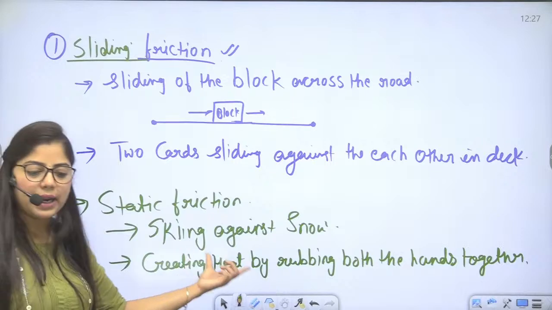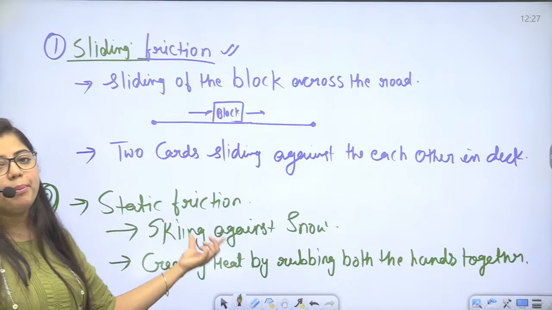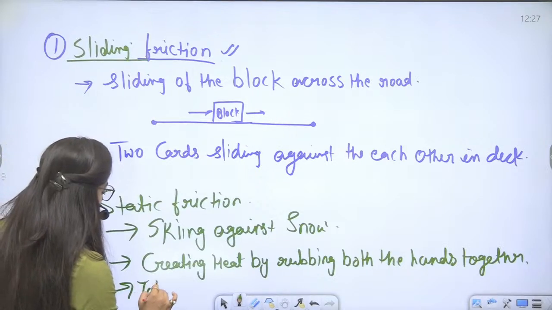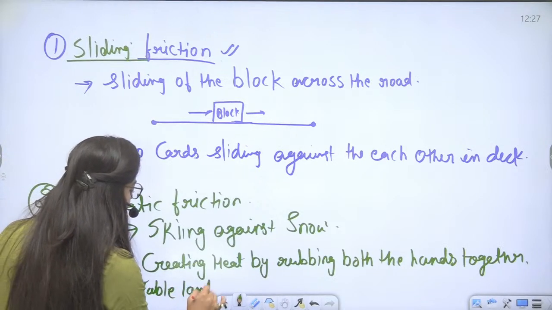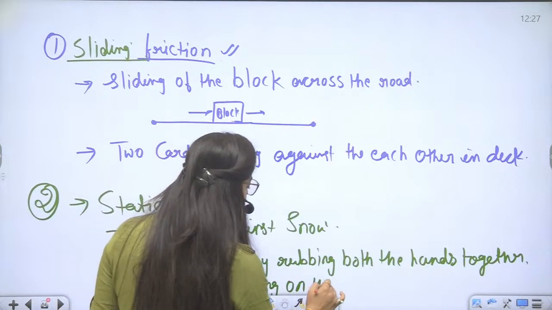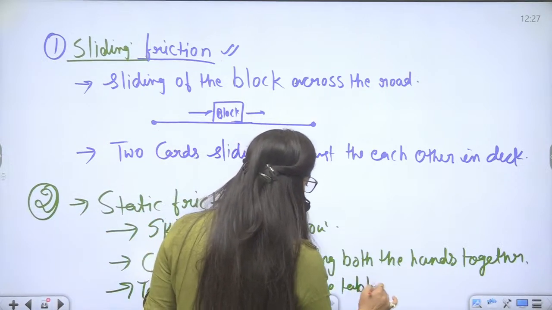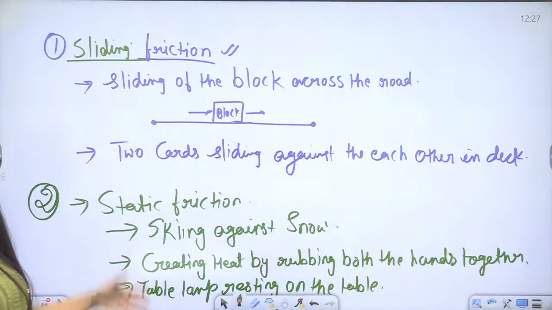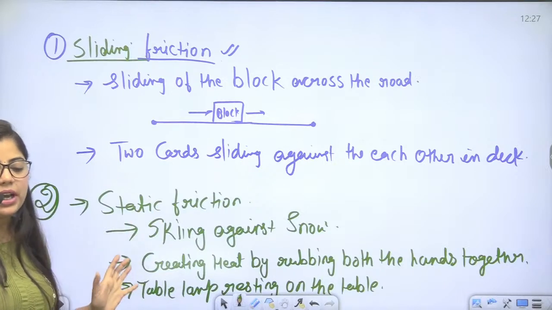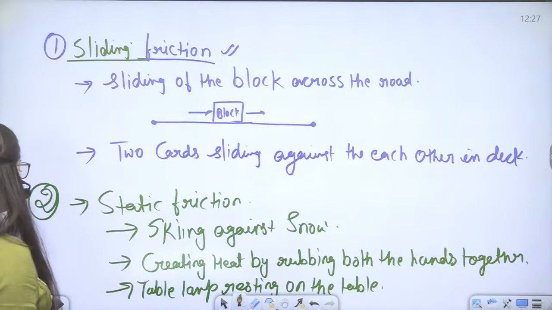This is static friction. Table lamp resting on the table. Clear? Sliding friction, static friction, and next friction is rolling friction.